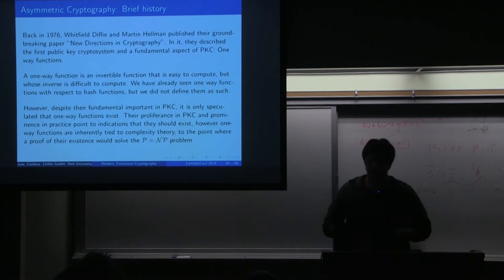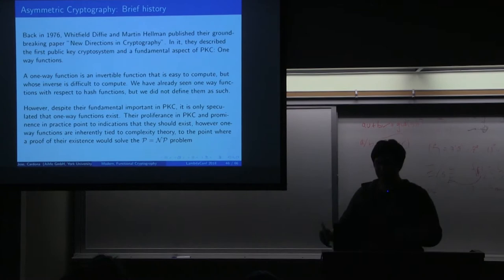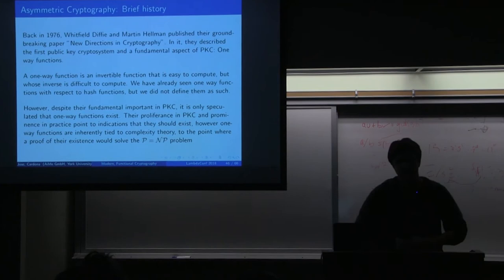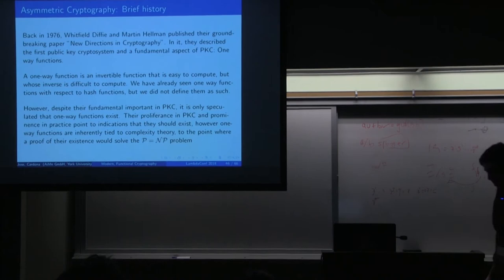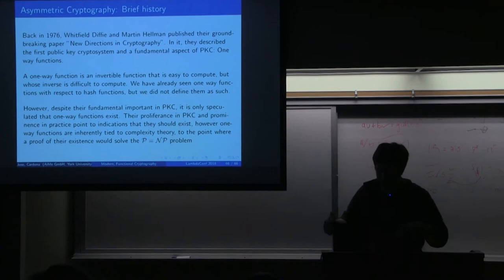In 1976, Diffie and Hellman posted a paper called New Directions in Cryptography, where they defined essentially the Diffie-Hellman key exchange. And this is the part where I talk about one-way functions, if they exist, if they don't exist, what the implications are. But essentially, this paper is what kick-started public key crypto in general. This paper is the seminal paper on public key crypto.